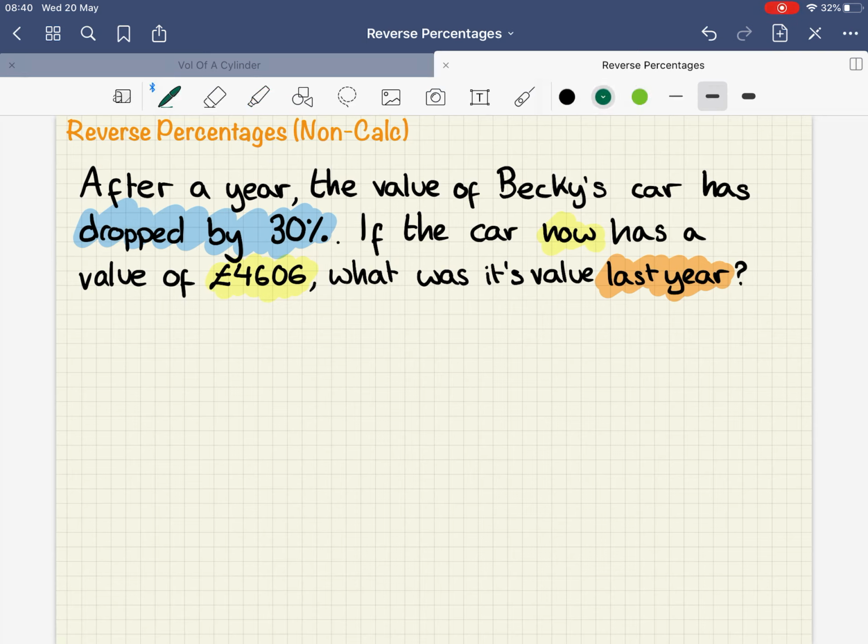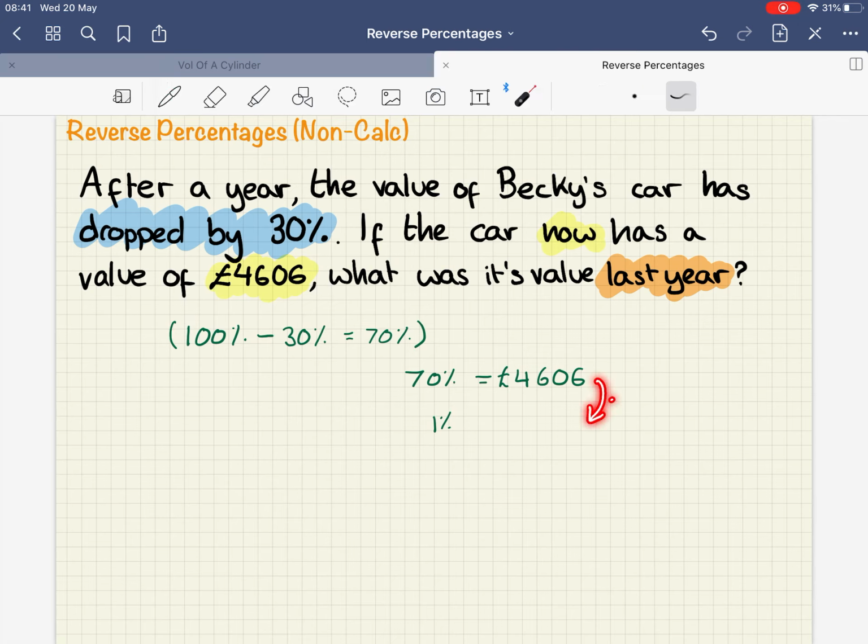So I'm going to start off same as before. I always start with my 100%, and I need to take away the 30% because it's dropped. So I'm dealing with 70%. So I've got 70% equals £4,606. And now normally I would try to go down to 1%, but that would mean dividing this by 70, which is possible, but it's a little bit awkward to do.